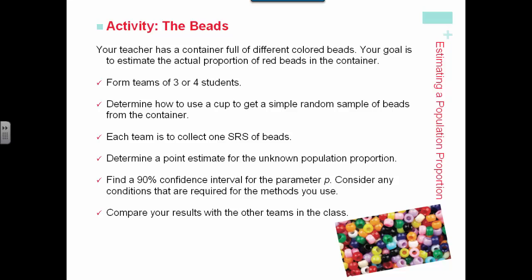Let's say your teacher has a full container of different colored beads. Your goal is to estimate the actual proportion of red beads in the container. You form teams of 3 or 4 students and determine how to use a cup to get a simple random sample of beads from the container. Each team then collects one simple random sample of beads. You determine a point estimate for the unknown population proportion. You then find a 90% confidence interval for the parameter P, consider the conditions required for the methods you used, and then compare your results with the rest of the class.